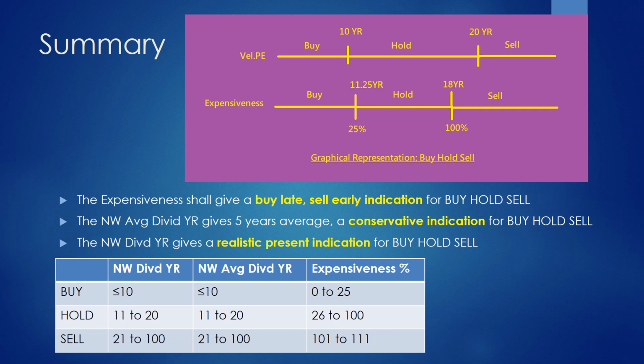The hold point is 11 to 20 years. The sell point is 21 years to 100 years. Expensiveness buy point is 0 to 25%. The hold point is 26 to 100%. The sell point is 101 to 111%.